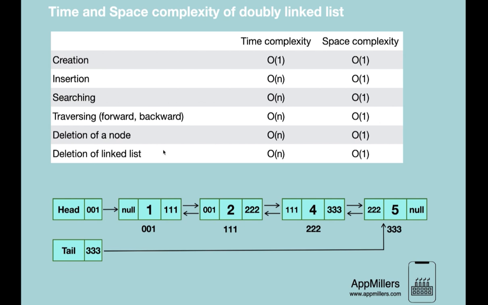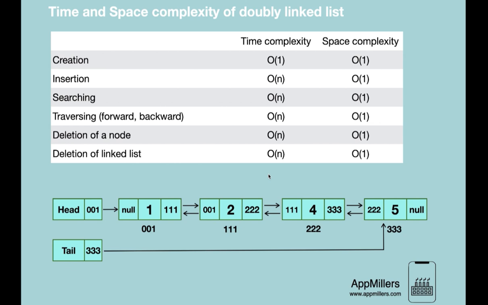Now the last operation is deletion of entire double linked list. So in this case it takes O(n) time complexity, because here we have to update previous reference of all nodes. So to do so we need to traverse through all nodes and update their previous references, and this is a very time consuming operation. That's why it takes O(n) time complexity. Now in this case also space complexity is O(1) because here we are just deleting all elements of double linked list.